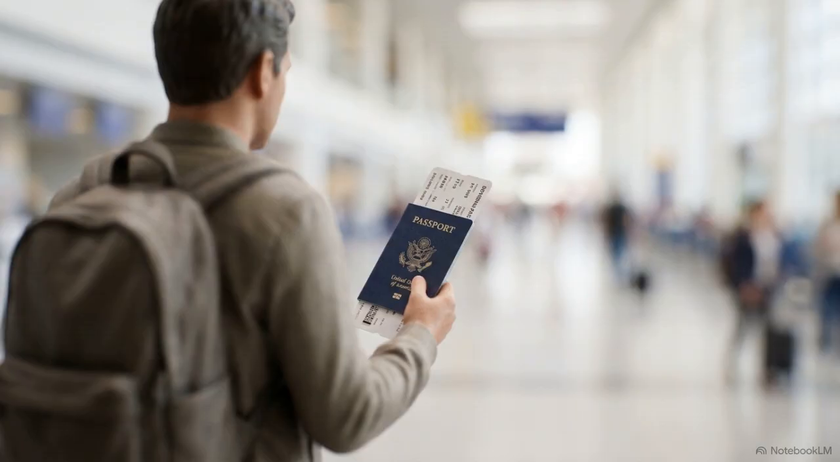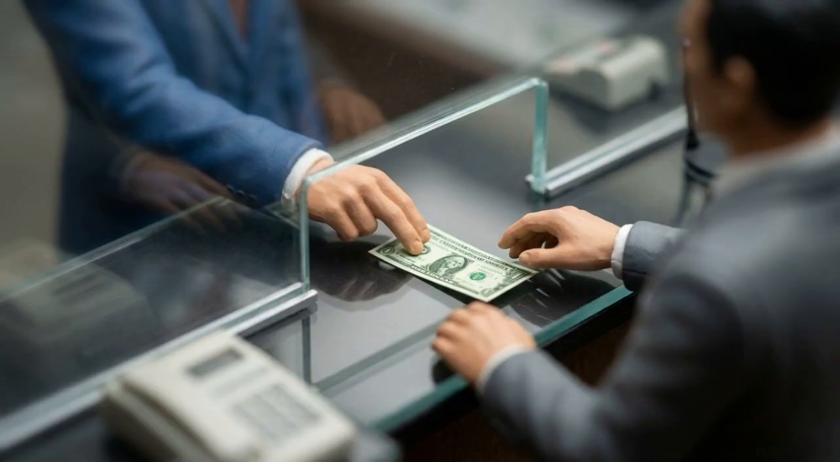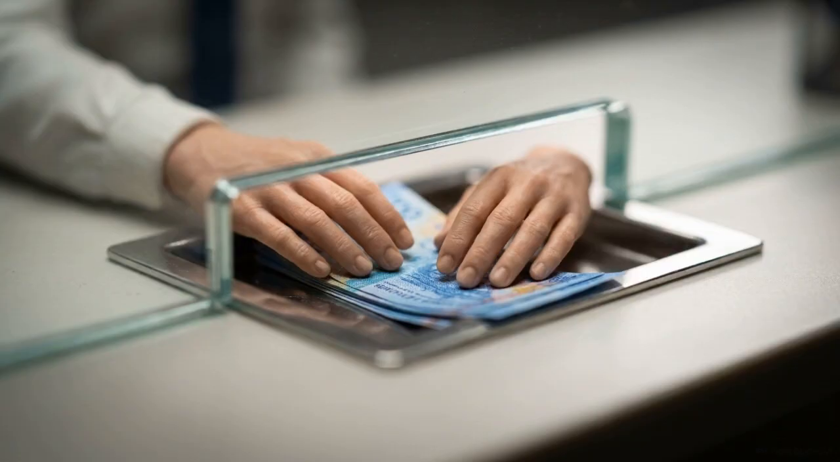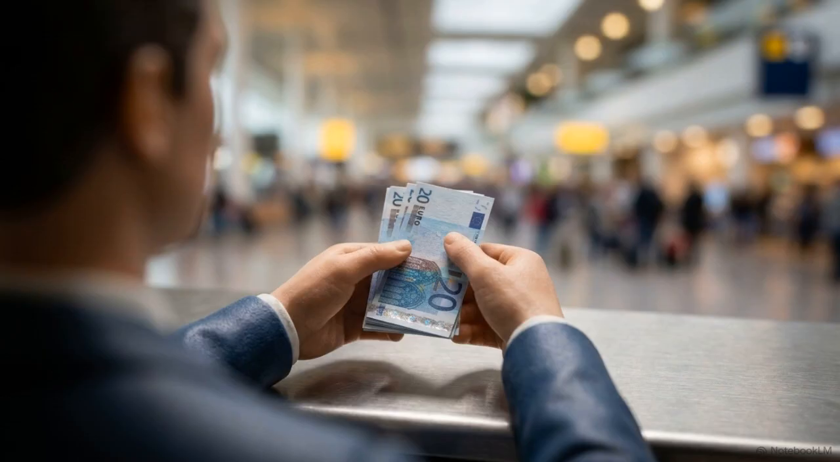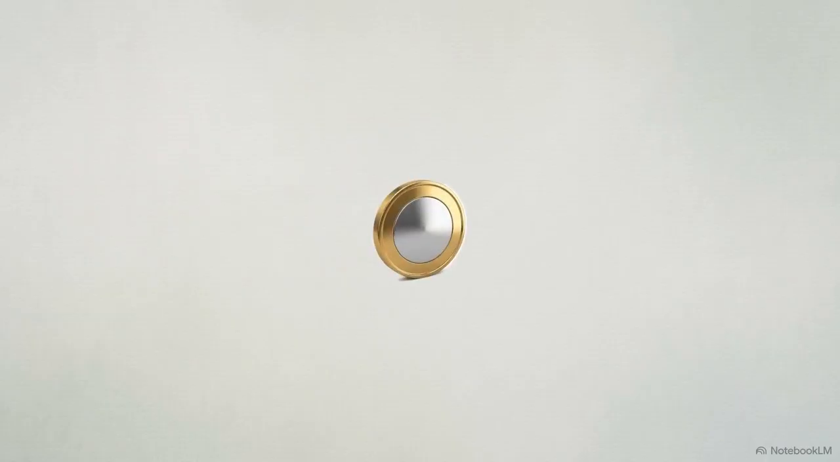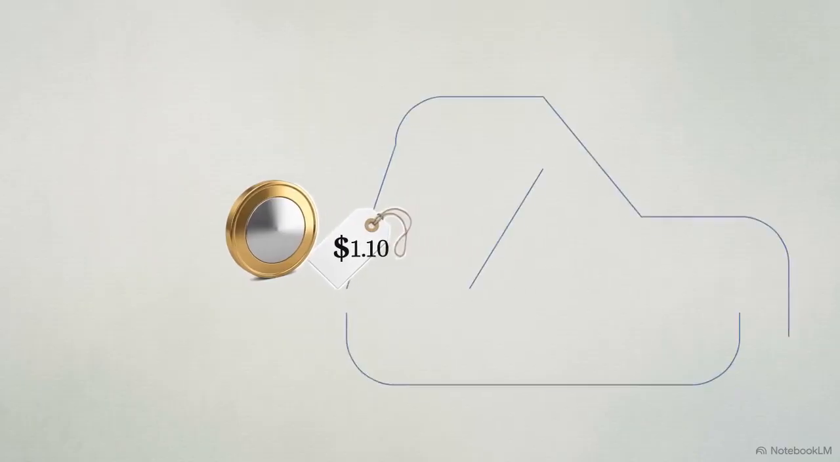Let's say you're traveling from the United States to Europe. You walk up to a currency booth and hand them $100, but they hand you back 90 euros. You might wonder, why didn't you get exactly 100 euros back? This animated graphic shows the answer: the exchange rate.